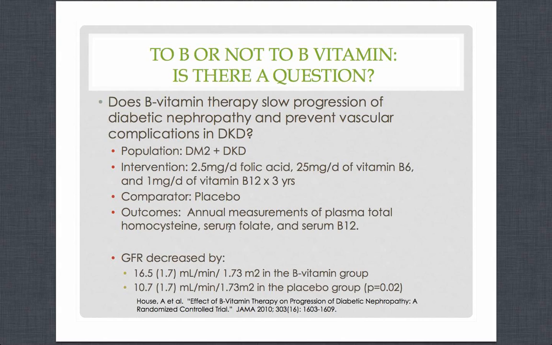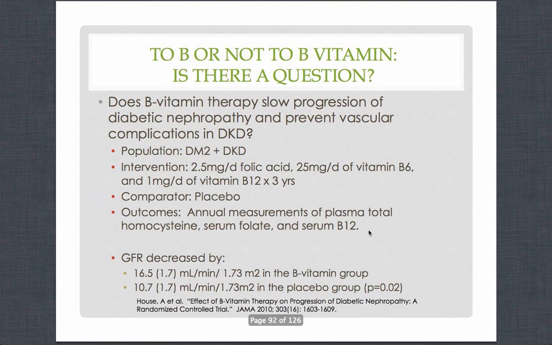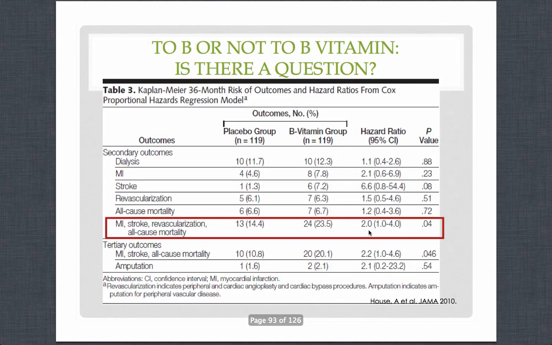GFR actually decreased more in the B vitamin group, decreased by 16.5 milliliters per minute in the B vitamin group compared to 10.7 milliliters per minute in the placebo group. So B vitamins actually decreased more. And then also if we look at secondary outcomes including MI, stroke revascularization, and all-cause mortality, the B vitamin group actually had higher adverse outcomes than the placebo group, statistically significant, a p-value of 0.04. So borderline statistical significance, but a hazard ratio of twofold. So 2 times the risk of having an adverse cardiovascular endpoint after this long trial, 3 years of basically B vitamins.